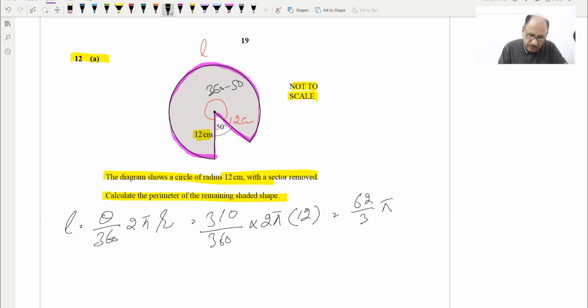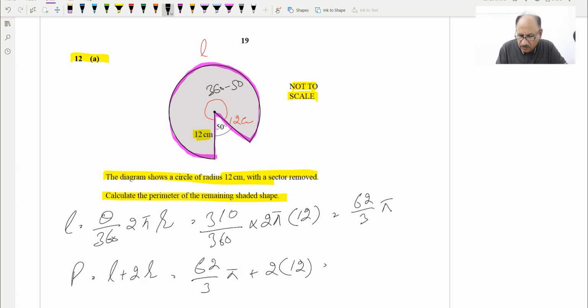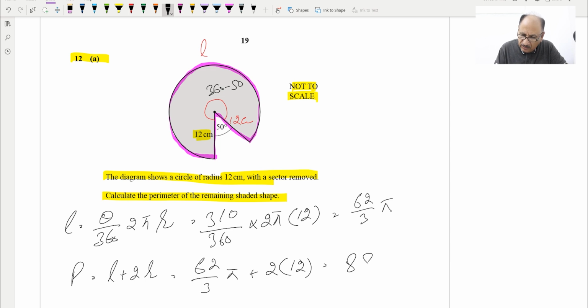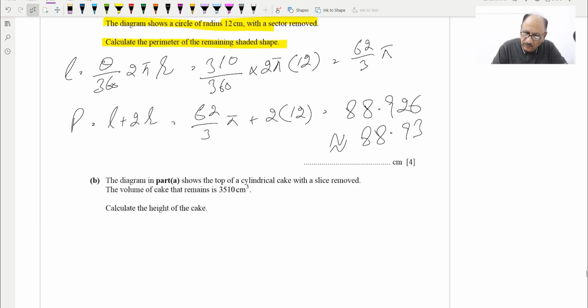And now we need perimeter, so perimeter will be equal to L plus 2R. So this is equal to 62 by 3 pi plus 2 into 12, which is equal to this one plus 24, which is equal to 88.926, or we can write 88.93. This will be our final answer for 4 marks.